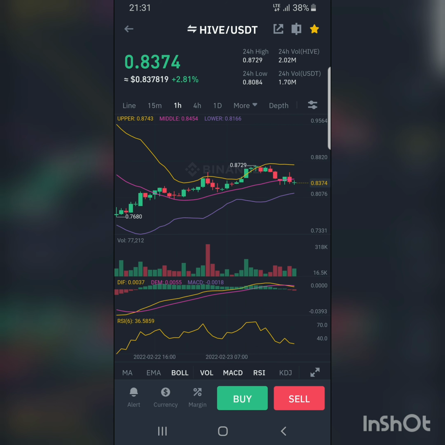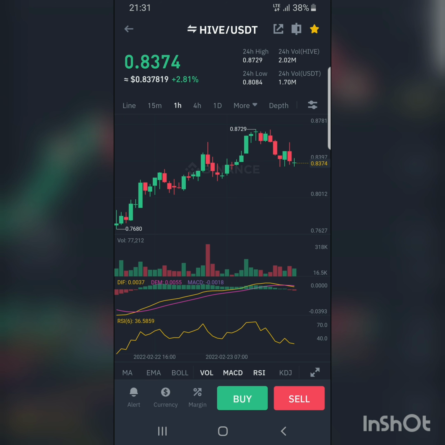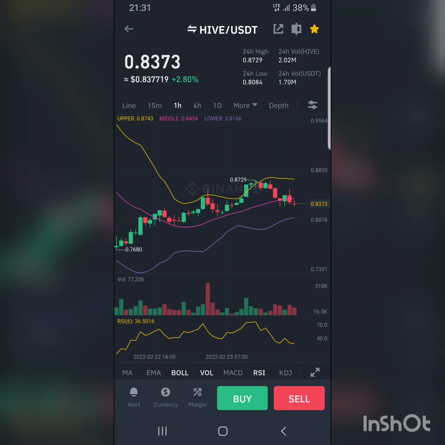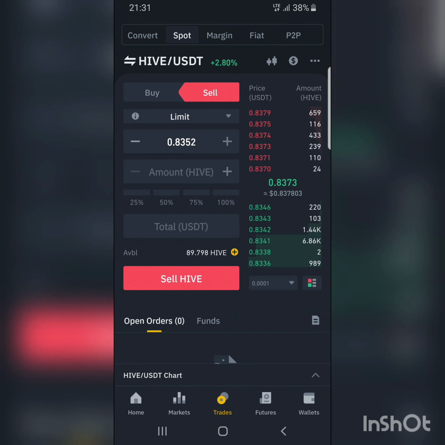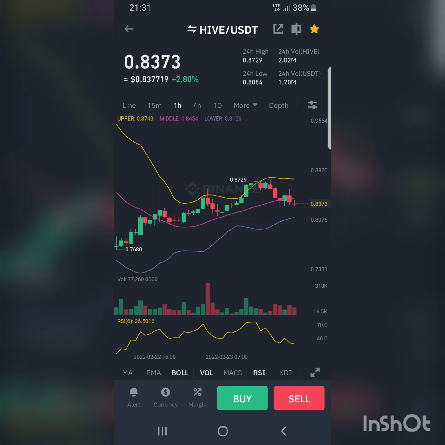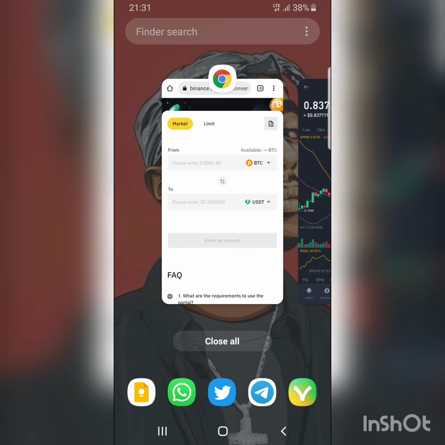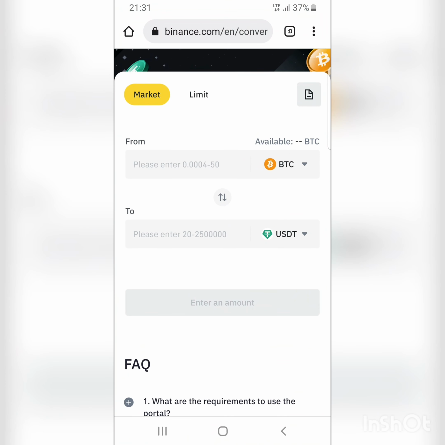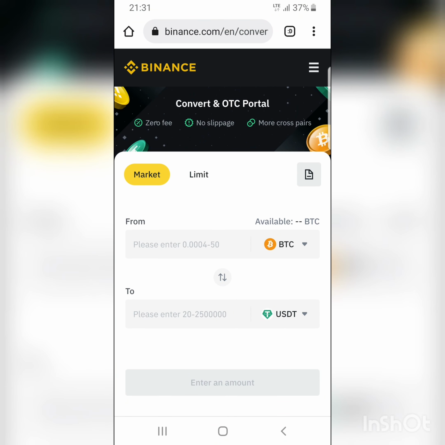If you're a new person, this is really confusing. As you can see, I've messed up the whole graph, but I'll remove some of them later on. Also, if you're confused by the order books, the order books is what you see on the right, the one in red and the one in green. The red ones are the sellers, and the green ones are the buyers. So if you're intimidated by all these graph things, Binance OTC helps you. Let me go to Chrome, and then I'll read to you briefly what Binance Convert and the OTC Portal do.